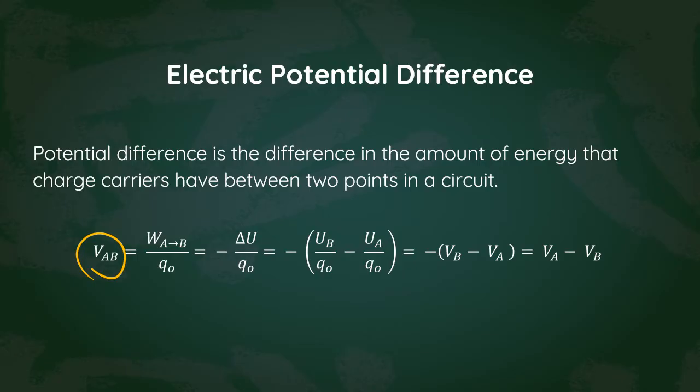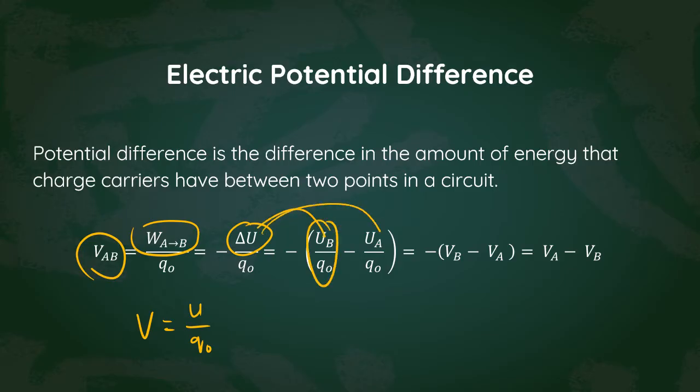It's equal to the work done from point A to point B divided by charge, which is equal to, remember that work is equal to negative change in potential energy. So it's negative change in potential energy divided by Q0. And if you remember the previous formula that we have for voltage, where voltage is equal to the potential energy divided by the charge, the change in potential energy is UB minus UA. UB divided by Q0 is voltage at point B, and UA divided by Q0 is voltage at point A. Distributing our negative sign there, we have the potential difference between point A and B is equal to VA minus VB.